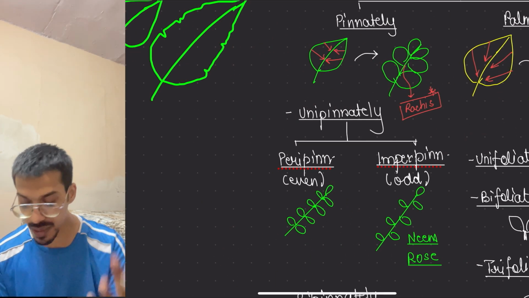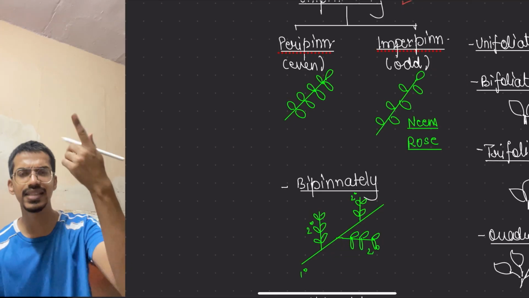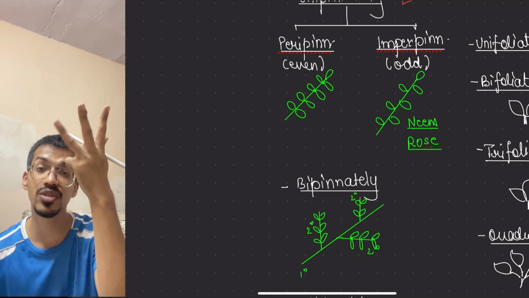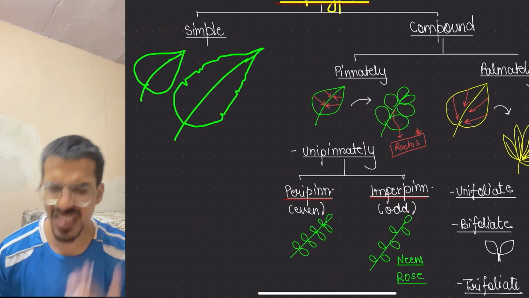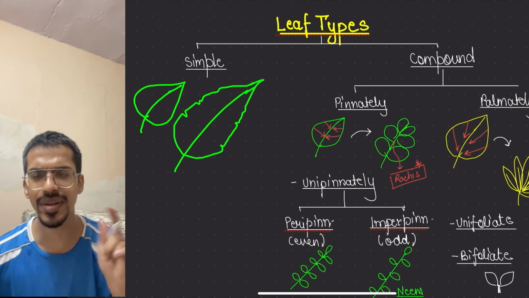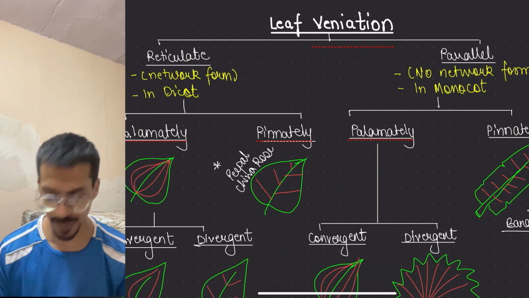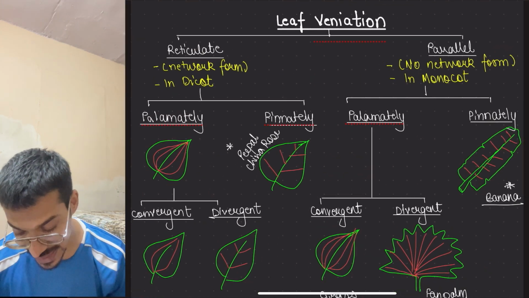Okay, whereas palmately leaf means what? It could be single, double, 2 leaves present, 3 leaves present, 4 leaves, or multifoliated leaves could be present. I hope this thing is super easy. If you didn't get it, let me know in the comment section. I will help you with real examples. Okay, in the shorts. Then comes the leaf venations.